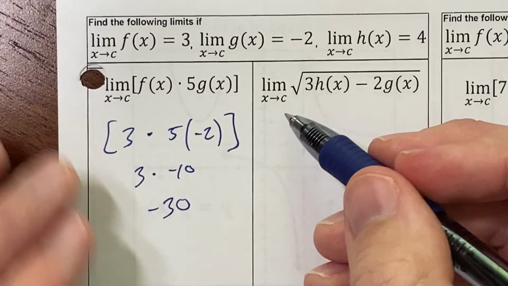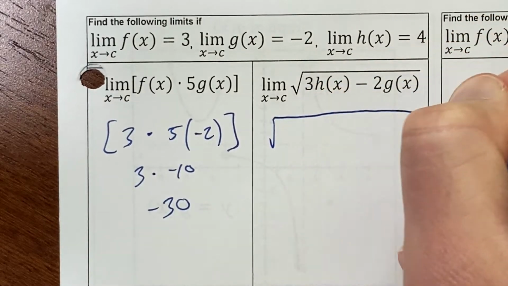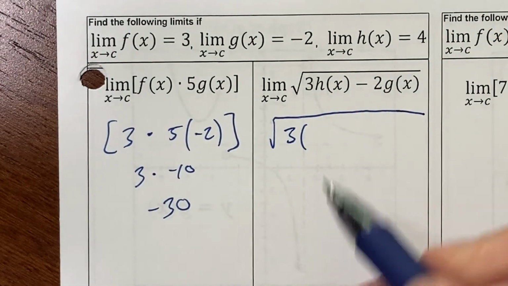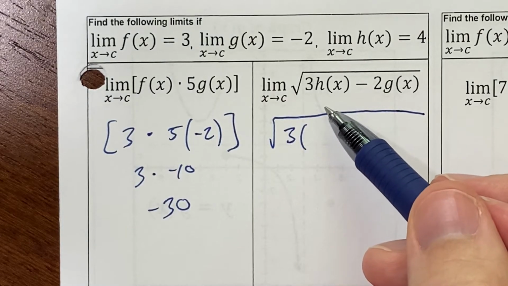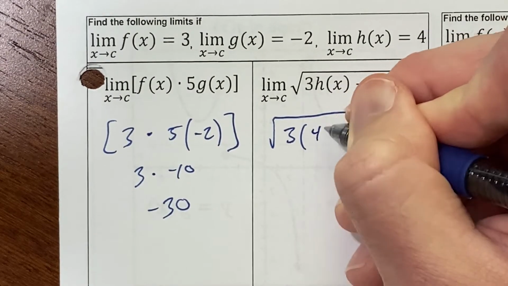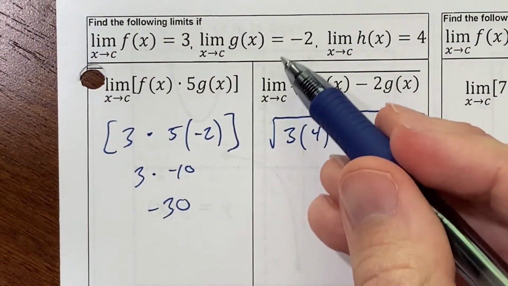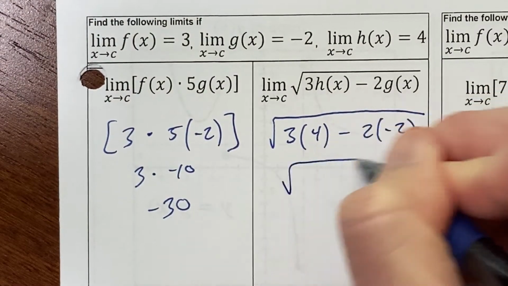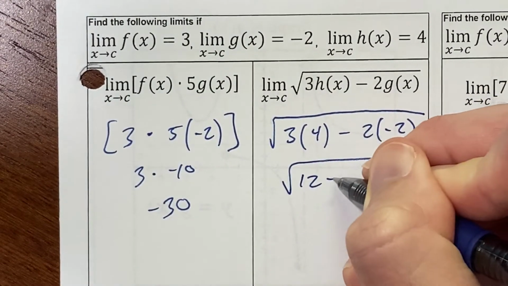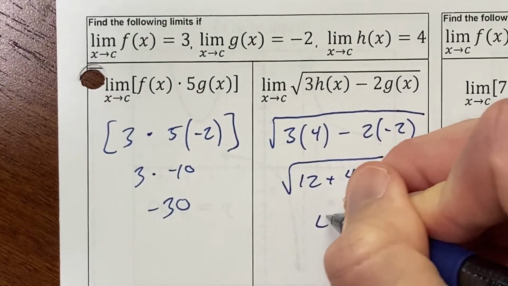Okay. Limit as x approaches c of this big square root here. So let's plug this stuff in. I've got 3 times the limit as x approaches c of h of x. That would be 4 minus 2 times the g of x. Limit is -2. This would be 12 plus 4 minus negative 4. That's square root of 16, that's 4.